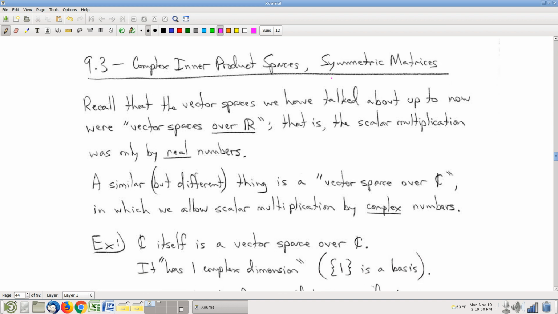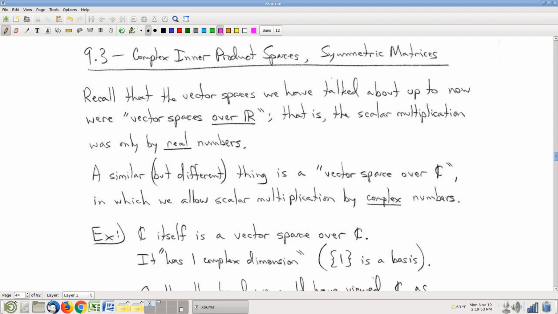Okay, so section 9.3. This is a weird section. Some very strange things are going to happen in this section. I'm going to start off with a confession. I've committed some math crimes.